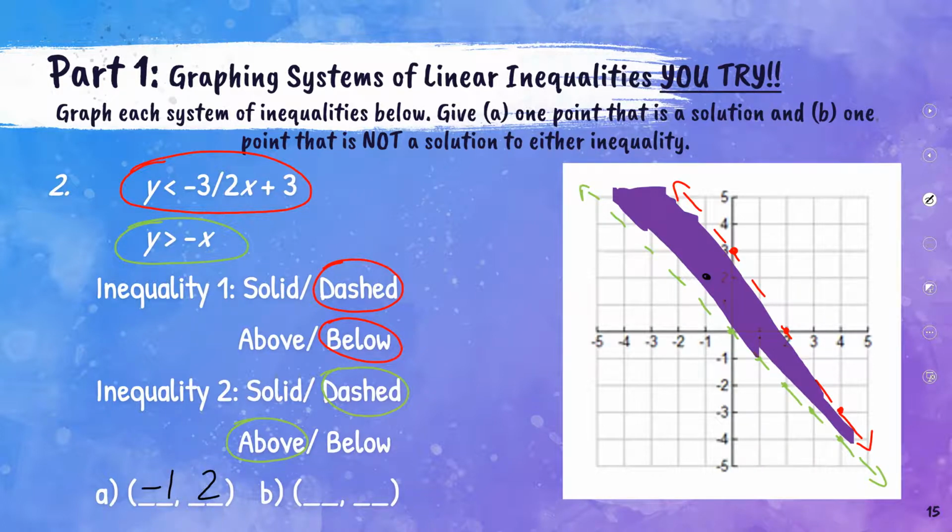And if I find the one that doesn't satisfy this region, so it's not a solution to the system, I can do the point -2, -2.